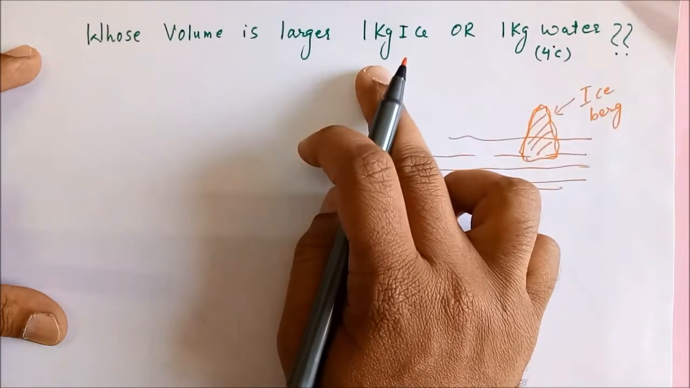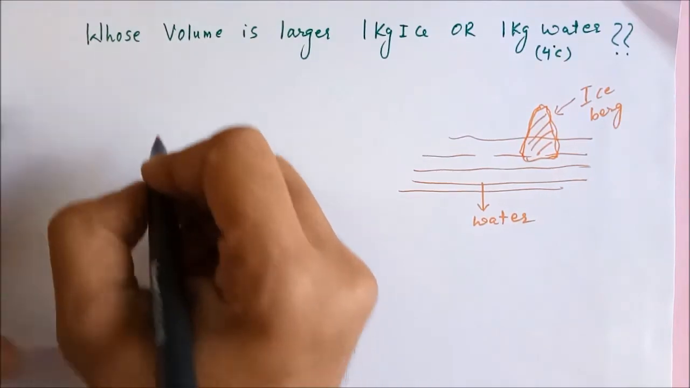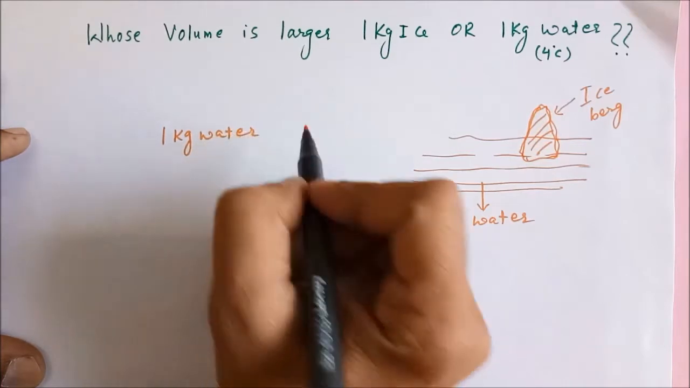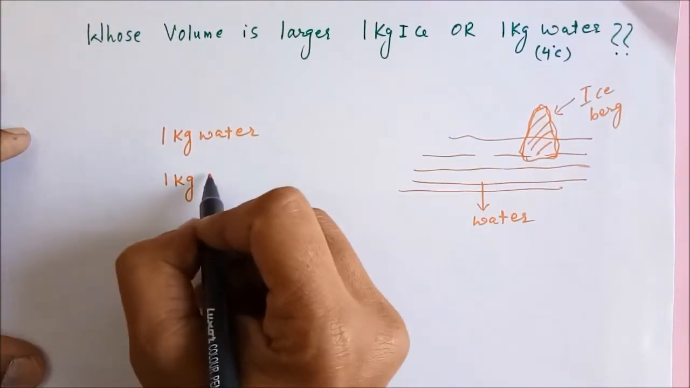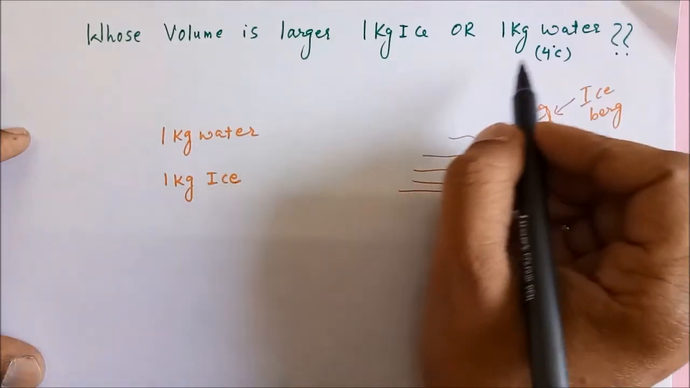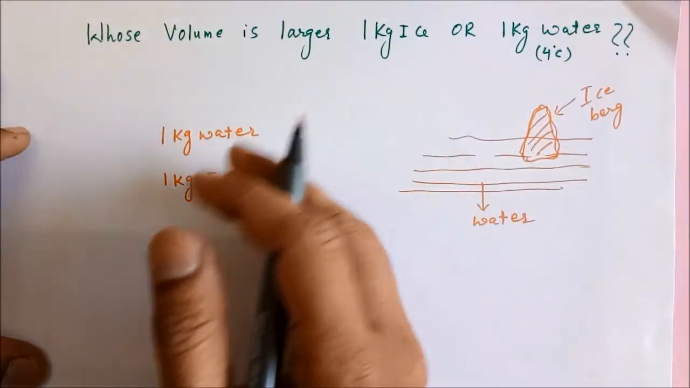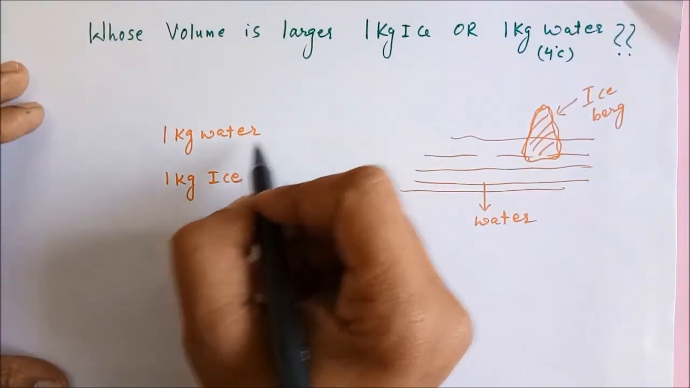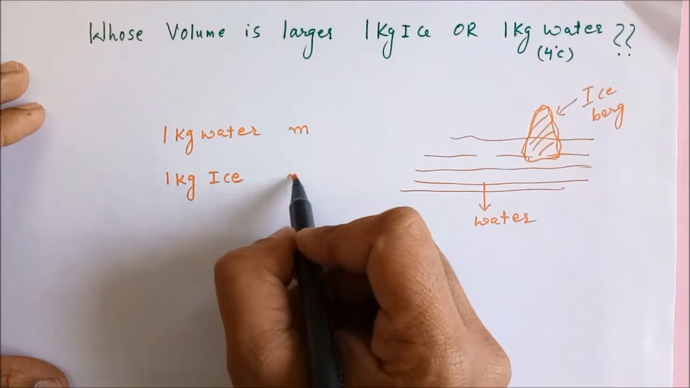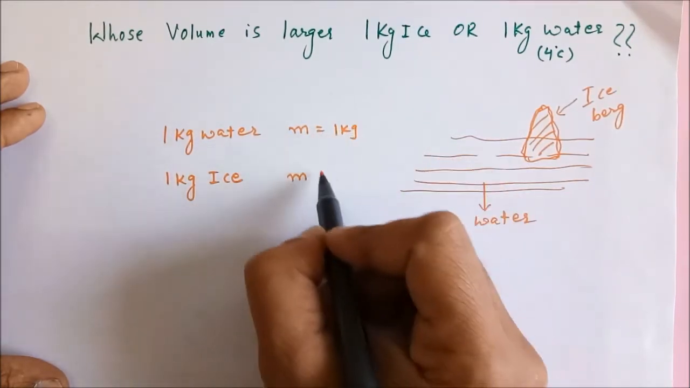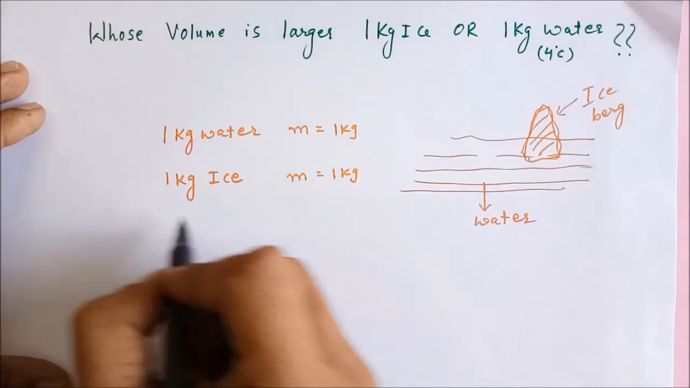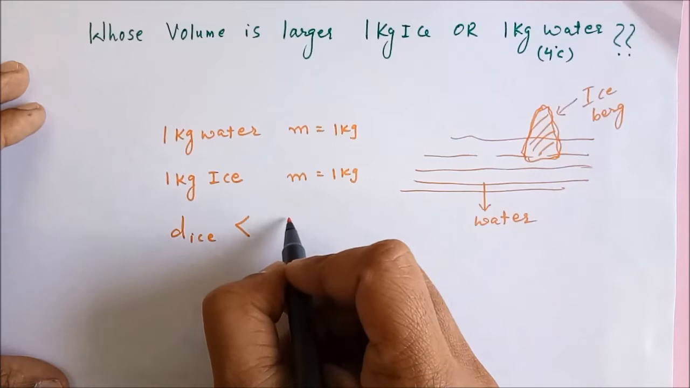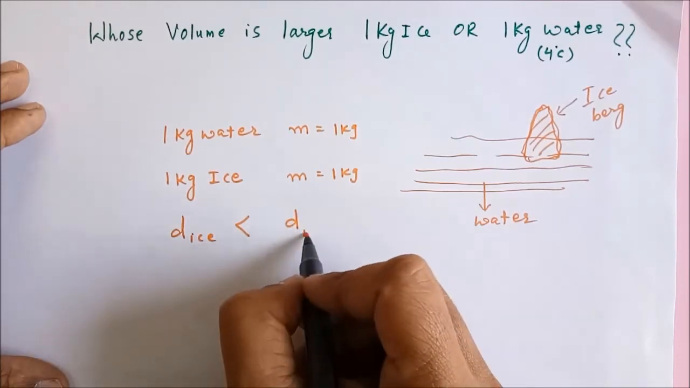Now let's come back to our question again. If we have 1 kg water and you have 1 kg ice, I have specified the water is at 4 degree. You can consider the water even at a larger temperature, no issues at all. Now we know that masses are same, 1 kilogram, 1 kilogram, and the density of ice is less than the density of water.